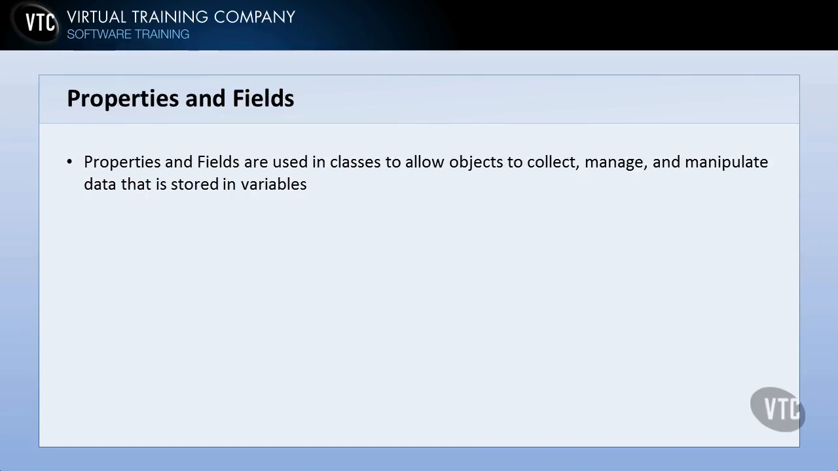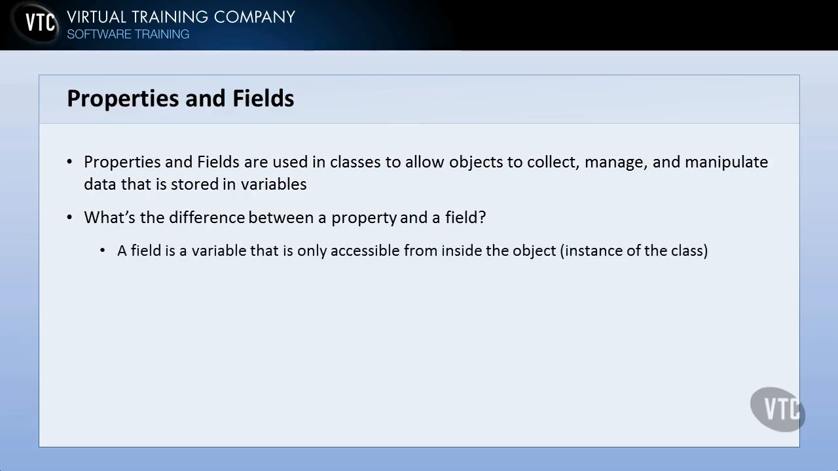So we want to expose those properties to the user, and we're going to use properties and fields to collect, manage, and manipulate any data that users pass in and we store in variables. So what's the real difference between a property and a field? Well, a field is a variable that is only accessible from inside the object, or from inside an instance of the class. When we build our classes, we're going to create private variables, and these will become fields because we can only change their values with code that's actually inside the object. It's a private variable declared in the class.